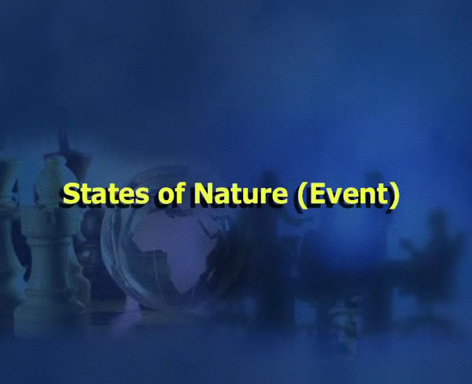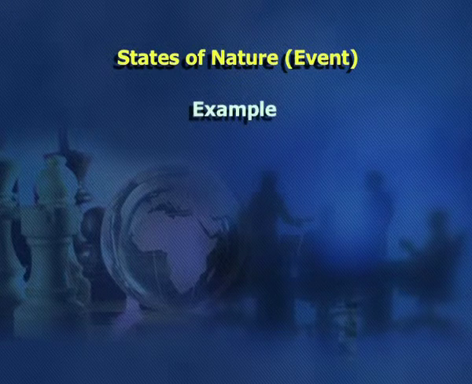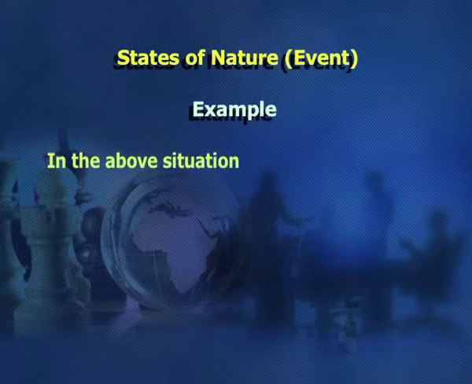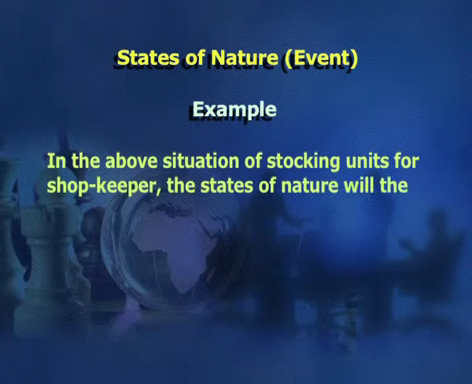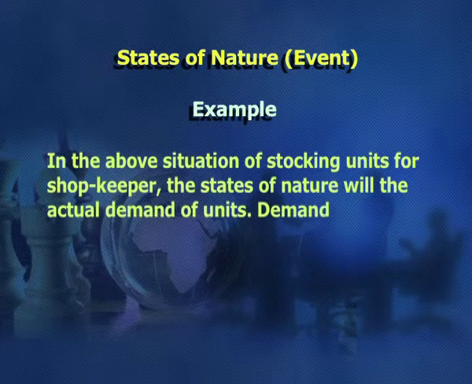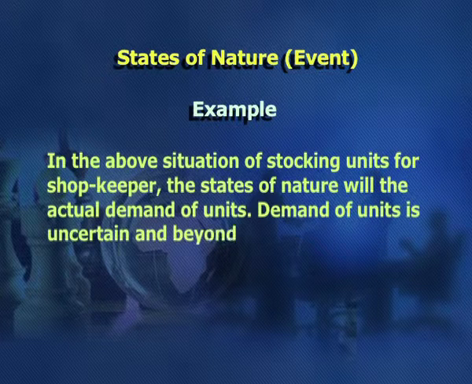States of nature, also called an event. Outcomes of any course of action are dependent upon certain factors beyond the control of the decision maker. These factors are called states of nature. For example, in the above situation of stocking units for a shopkeeper, the states of nature will be the actual demand of units. Demand of units is uncertain and beyond control.